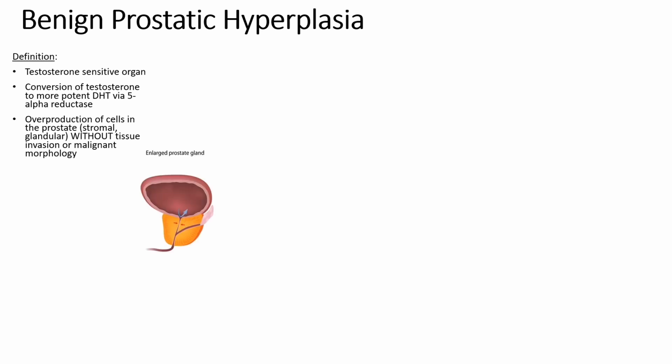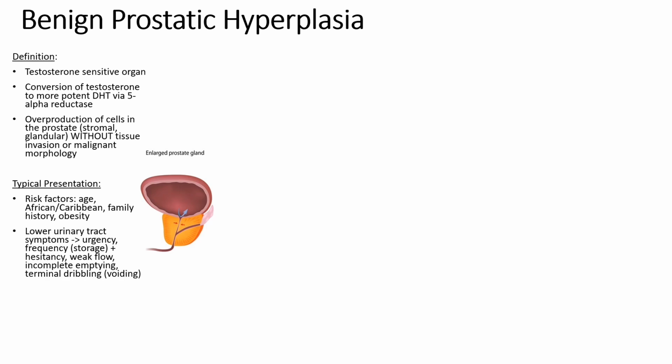So in terms of the typical presentation, risk factors include age, African/Caribbean ethnicity, family history, and obesity. You can see in this picture how an enlarged prostate literally constricts the urethra. This causes backflow of urine, which causes lower urinary tract symptoms. And lower urinary tract symptoms can be divided into storage and voiding symptoms. Storage symptoms include urgency and frequency, whereas voiding symptoms include incomplete emptying, weak flow, and terminal dribbling.